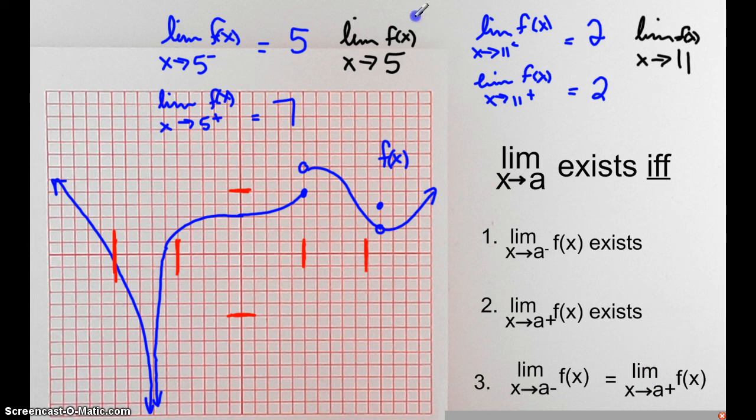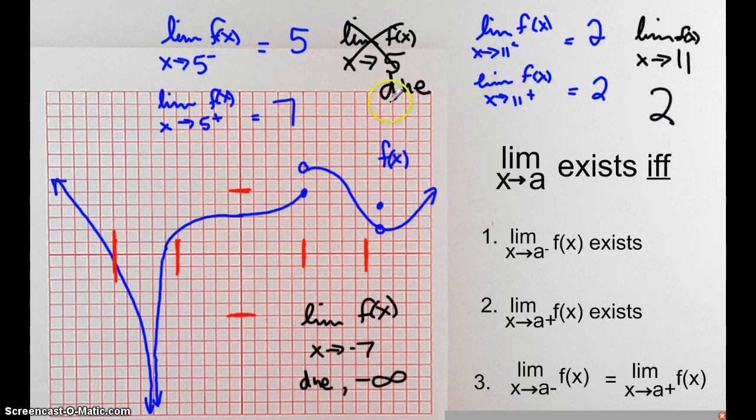So, the limit of f of x as x approaches 5, that limit does not exist! You cannot believe how long I've been waiting to say that. And you think I'm a mean girl. I don't think so. I'm a mean guy instead. So, this limit, DNE, does not exist. The limit of f of x as x approaches 11 is going to be 2 because it's 2 from the left and from the right.